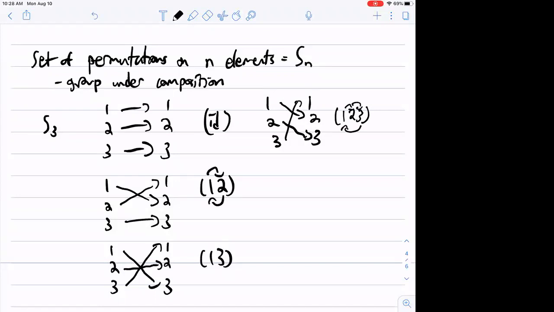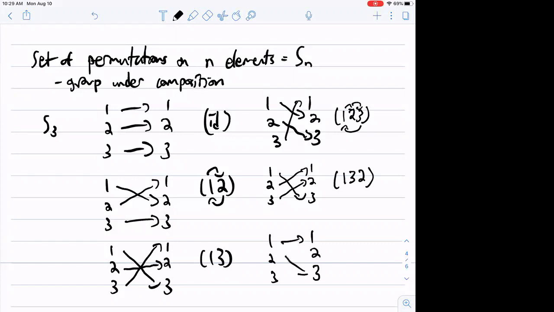And then I can also have 1 to 3, 3 to 2, and then 2 to 1. So 1 goes to 3, 3 goes to 2, and 2 goes back to 1. And finally, I can have 2, 3. So 1 gets fixed, 2 and 3 get swapped. So these are all of it.